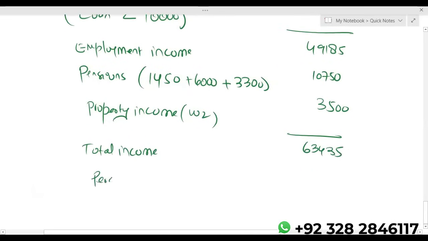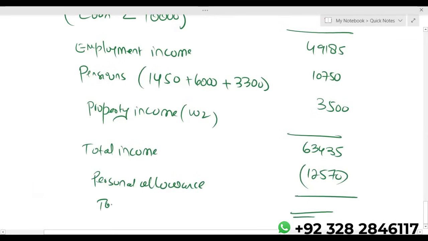Simply we'll deduct the personal allowance, 12,570. Here comes your taxable income. Patience's taxable income is 50,865. Now we have to calculate income tax.